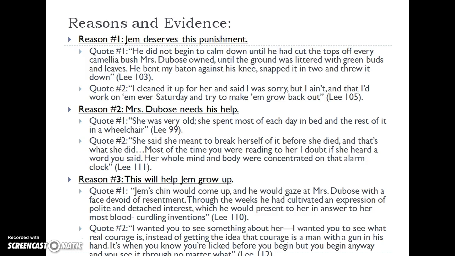My second body paragraph is going to be about how Mrs. DeBose needs his help. So I talk about the fact that she's old, and then also that she's trying to break herself of her morphine habit. And then finally, for my last reason, my last body paragraph, is that this is going to help Jem grow up. So then I'm going to talk about how he learned how to tolerate people like Mrs. DeBose more, and then also that he's going to learn what courage really is.